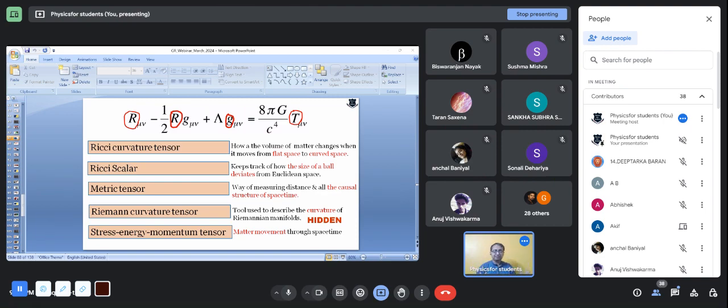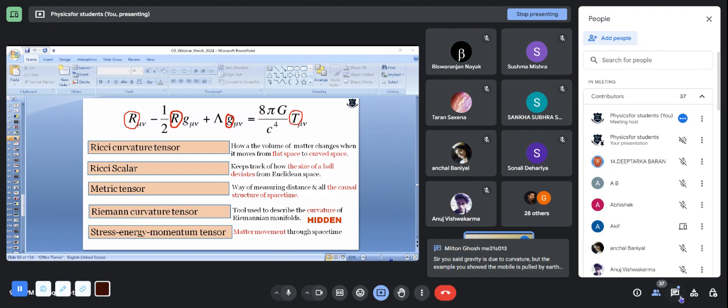That's it. So you can see the R talks about what is called the Ricci curvature tensor. That means how a volume of matter changes when it moves through flat space-time to curved space-time.